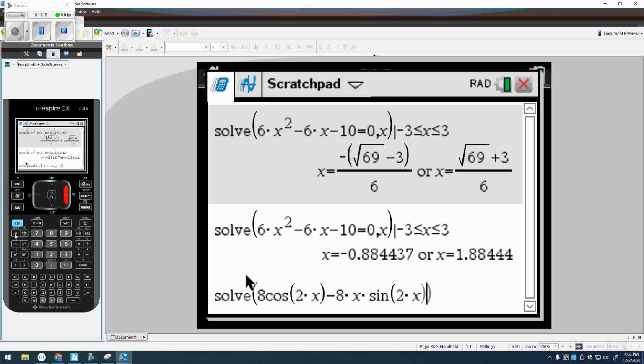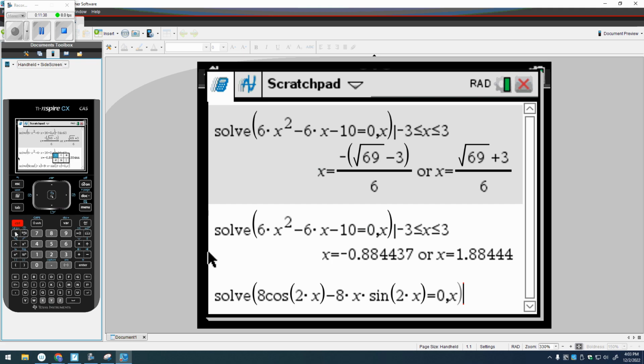Equals 0, comma x. I'm just going to double check I typed it in right. 8 cosine 2x minus 8x sine 2x equals 0. Okay. Let's bounce outside that thing. And let's do our such that.